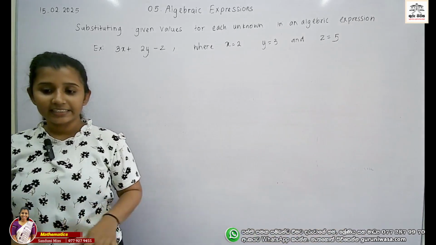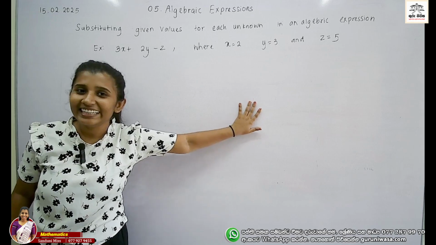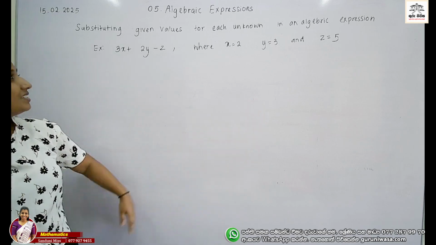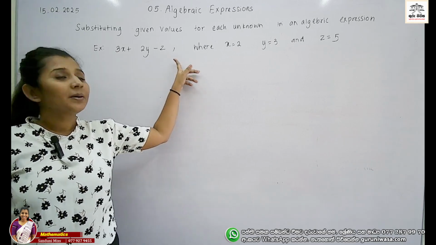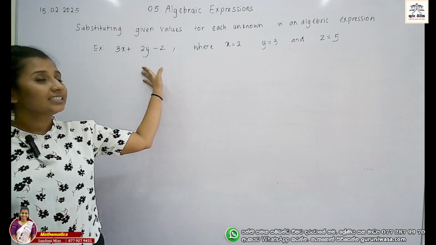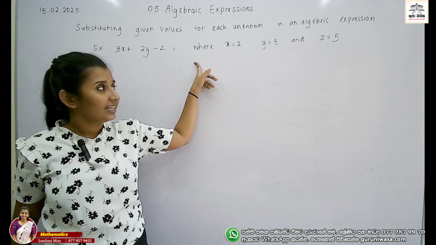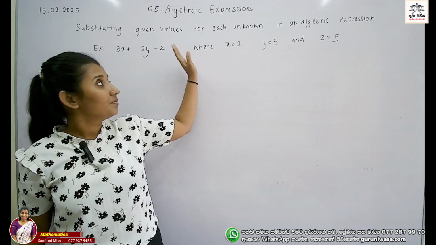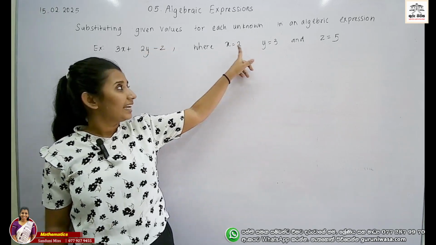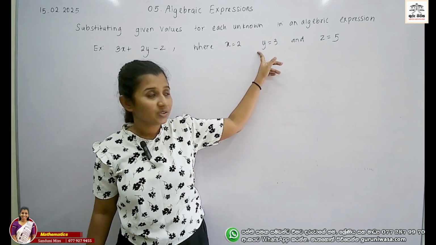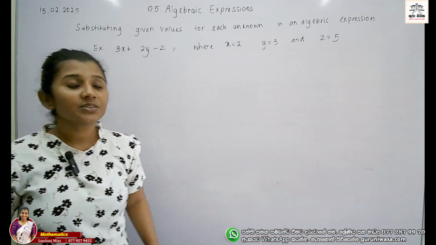Okay, right. Shall we find this one? This is very simple, very easy, right? So here they have given the expression 3x plus 2y minus z. We have the unknown terms x, y, z, and they ask us to find the value by substituting the values given. They have given x is equal to 2, y is equal to 3, and z is equal to 5. Right? So we need to substitute.